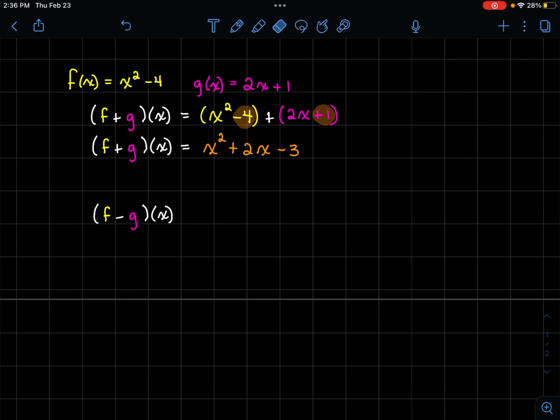Let's try f minus g. So the same idea, if you look back up at our f plus g, all I'm going to do is change the plus sign to a minus sign. So we got our yellow function. We want to subtract away from it our pink function.